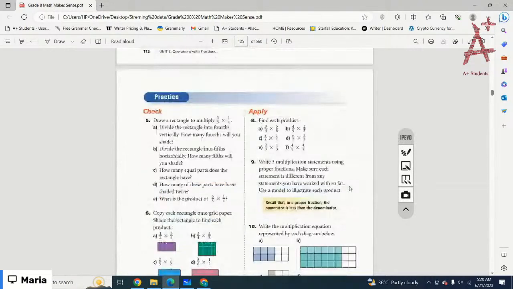So you have to draw a rectangle for 3 by 5 times 1 over 4. Got it?